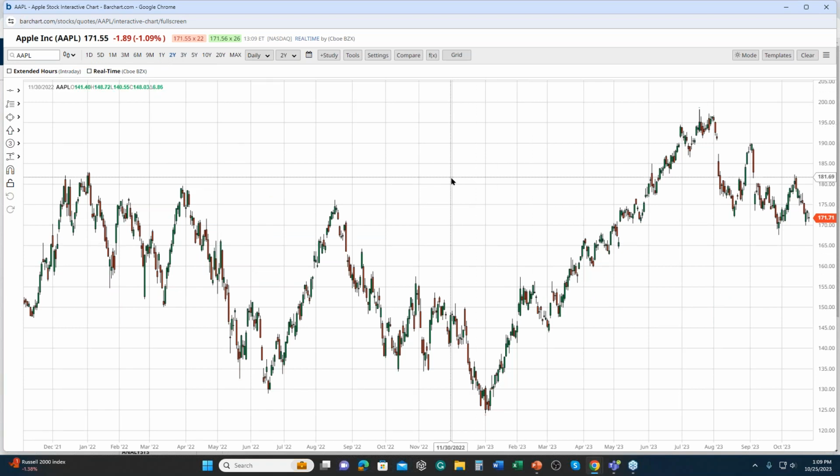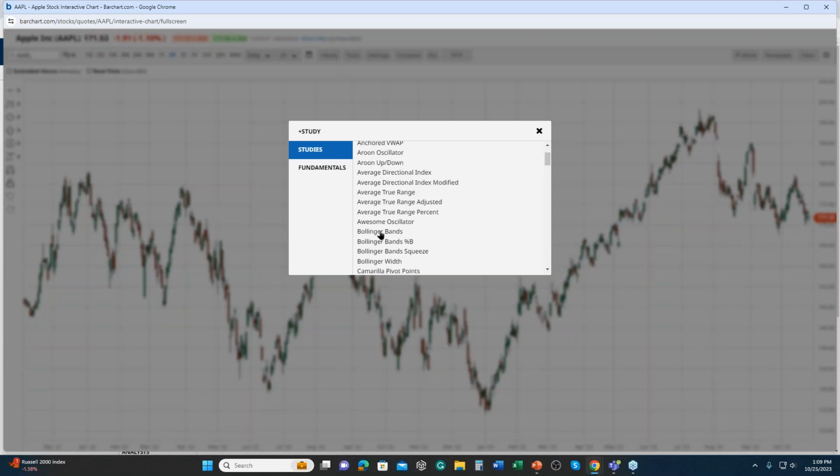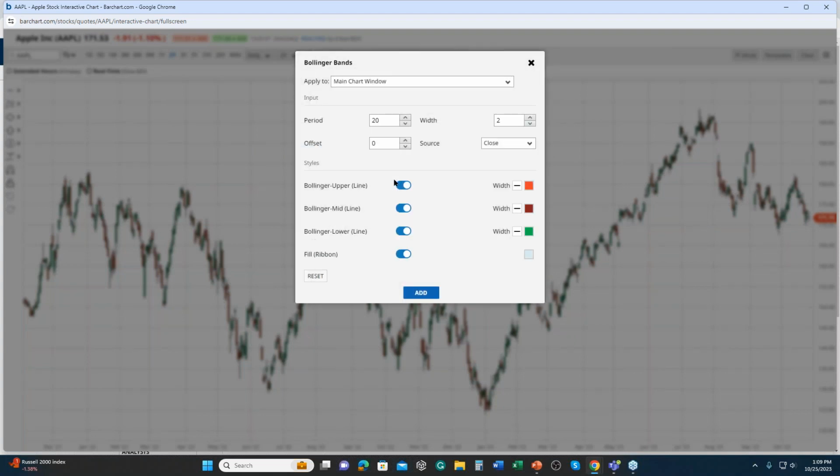So what are we going to do? We're going to look at Bollinger Bands. So how do we find Bollinger Bands? You go into studies here, and I can either type it in, I can just write Bollinger Bands, or I can scroll down. It's right here. So I'm just going to scroll down. Now, what are the defaults for Bollinger Bands? The default for Bollinger Bands is 20 period.